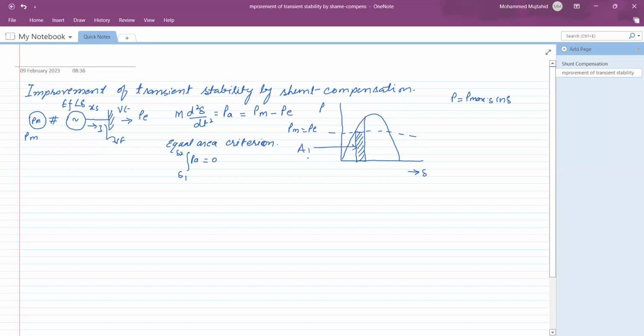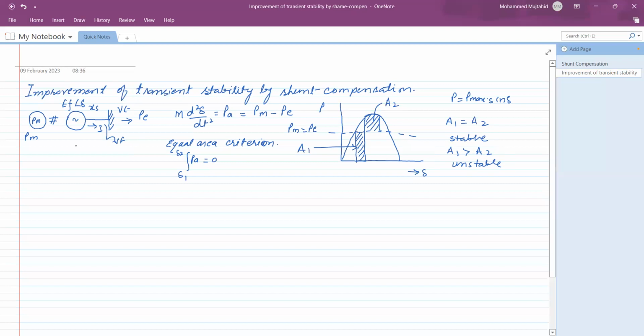This is called the acceleration area A1. It will oscillate, and it may oscillate up to this maximum value. Let it oscillate up to this one, and the area A1 becomes equal to the area A2. If this condition exists, meaning area A1 is equal to area A2, the system is stable. And if your area A1 is greater than area A2, it means that the system is unstable. So this is the equal area criteria, and it is used to evaluate the transient stability.